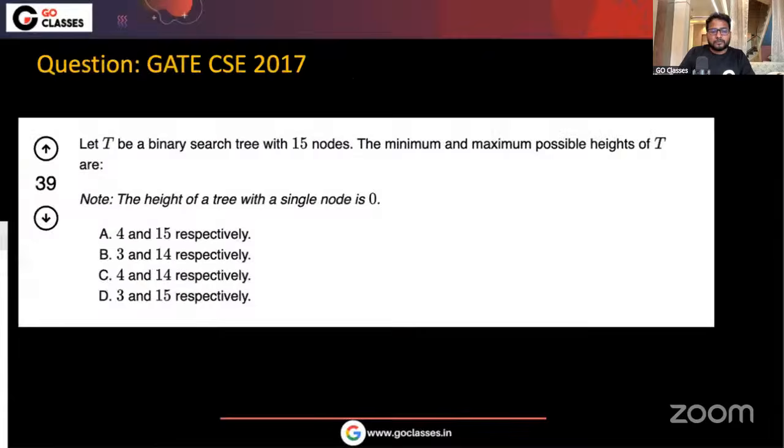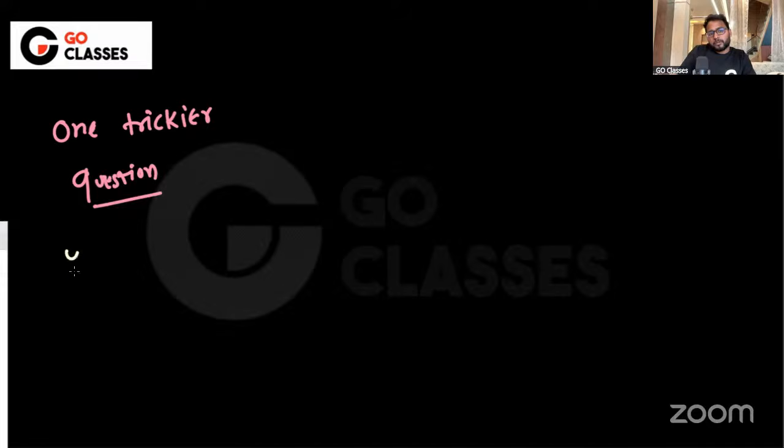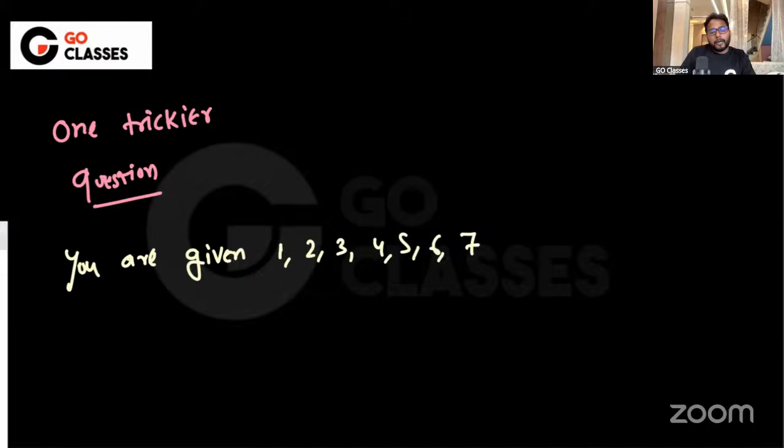Suppose if I ask you some other question, maybe it will be more clear. It is a little tough question, a trickier question. Let's suppose I ask you this question. You are given 1, 2, 3, 4, 5, 6, 7, and you want to get the balanced binary search tree. This time it is balanced.